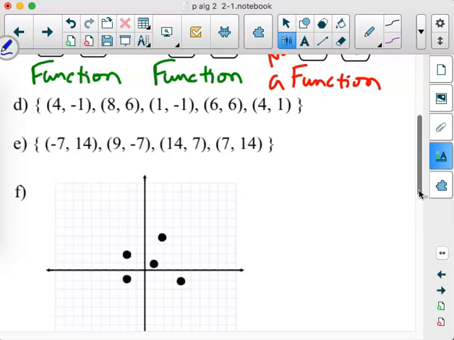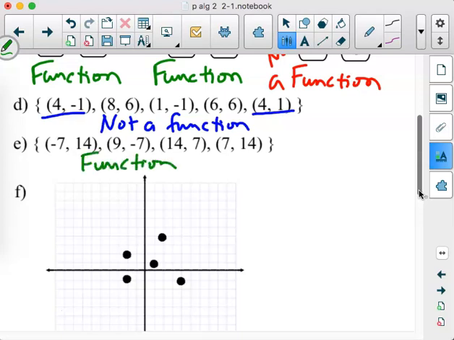So I look at it and I think, okay, in D, you put a 4 in and you get a -1, 8, a 6, 1, -1, 6, 6. Uh-oh. If you put a 4 in, you get both a -1 and a 1. Not a function. I look at E. Put a -7 in. You get one number. You get a 14. Put a 9 in. One number. -7. 14. One number. A 7. Put a 7 in. One number. 14. That one's good. That one is a function.